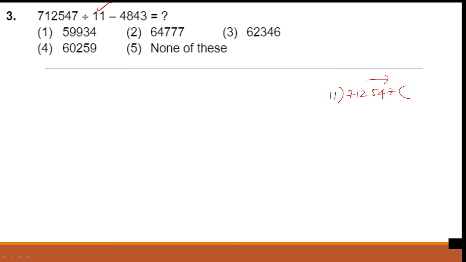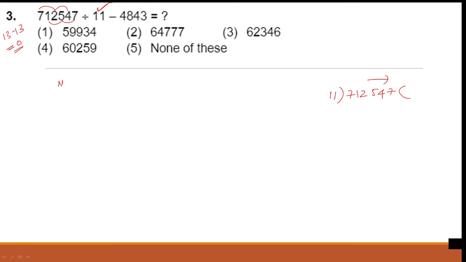What is the 11 divisibility rule? Sum of odd place numbers minus sum of even place numbers. What is 7 plus 2? 9. 9 plus 4 is 13. Okay, and then 7 plus 5 is 12. 12 plus 1 is 13. So 13 minus 13, we got 0. Means definitely this number will be divisible by 11. Is that clear? That is the rule for 11.